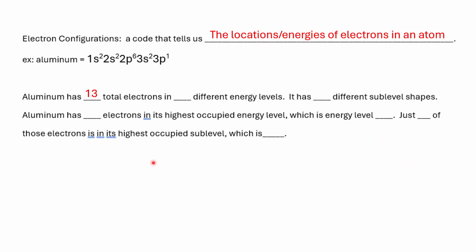It actually has three different energy levels. So those are the big numbers out in front. We have the first energy level represented. We have a couple of second energy level sublevels and a couple of third energy level sublevels.